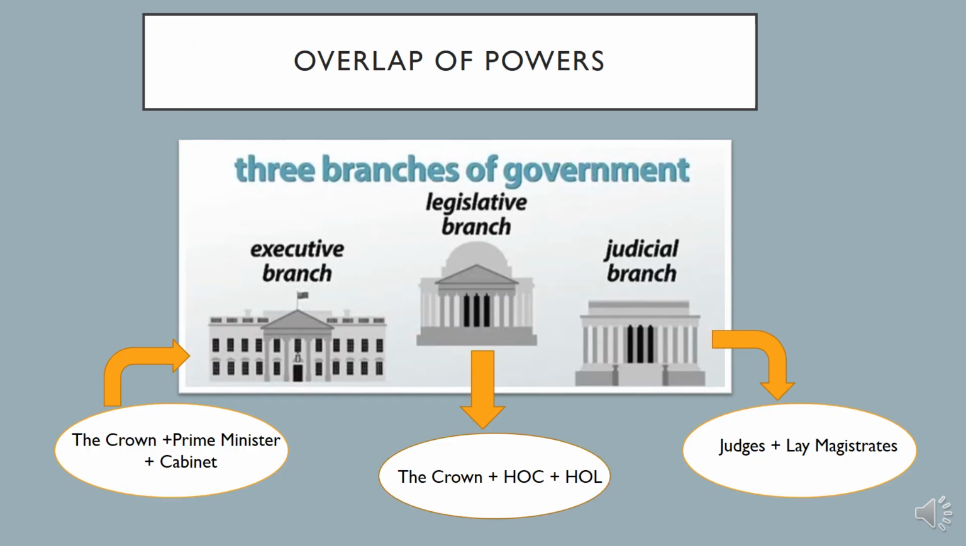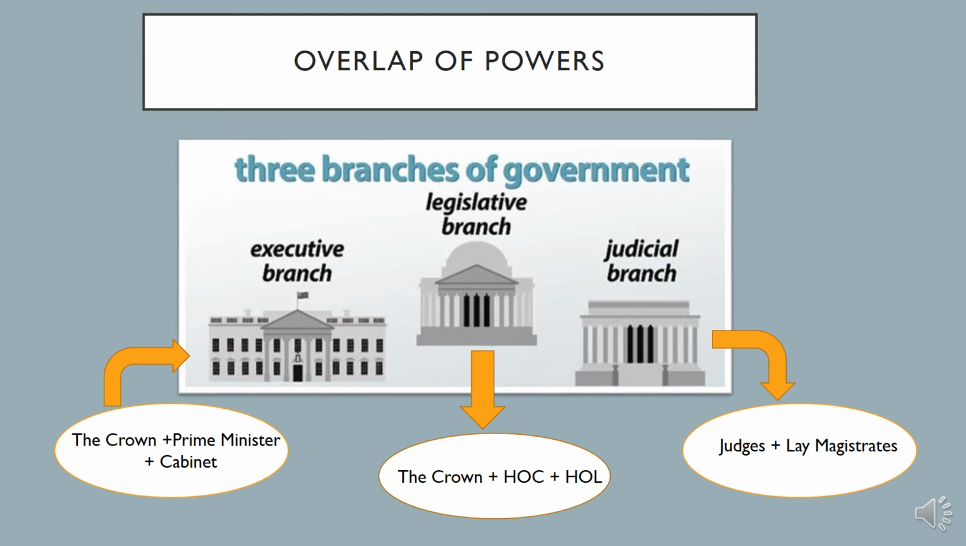If we look at these 3 branches, we can see that there are overlaps of powers. First of all, let's look into the constituency of each of these branches. The executive branch consists of the Crown, Prime Minister, and the Cabinet. The legislative branch consists of the Crown, House of Commons, and the House of Lords. Judicial branch consists of judges and lay magistrates.